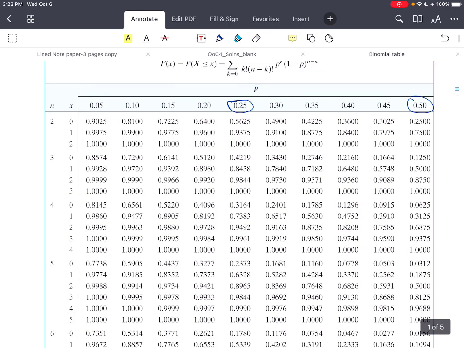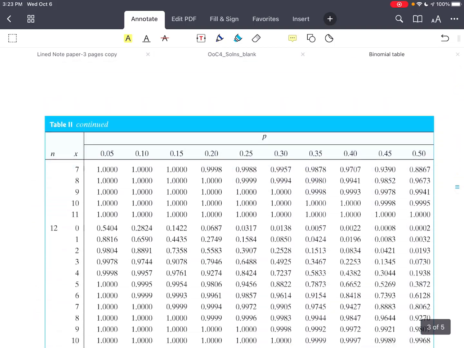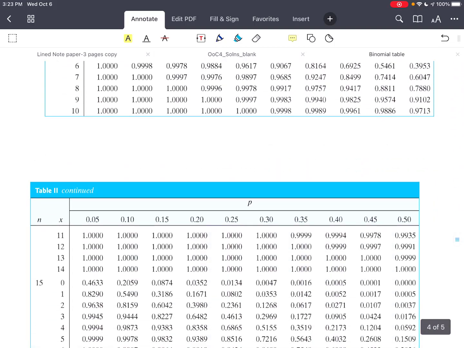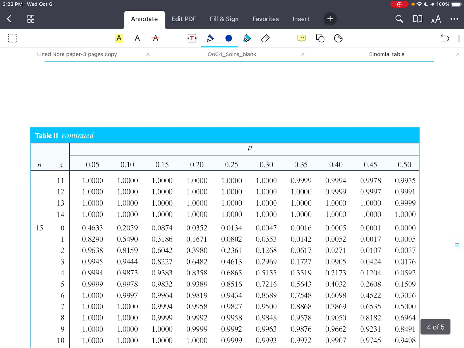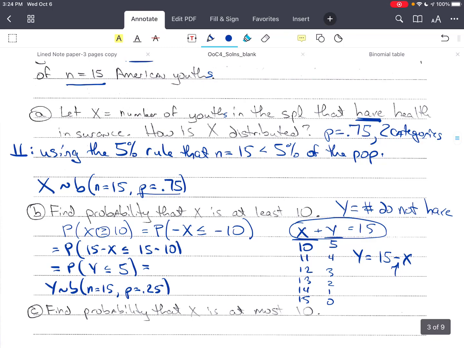for 5. Let's see, n is 15, so I need to come down to n equals 15. And n equals 15 is here. And x, or y in this case, is going to be 5, and p is equal to 0.25. That's going to be 0.8516. All right, so we're being clever with this.